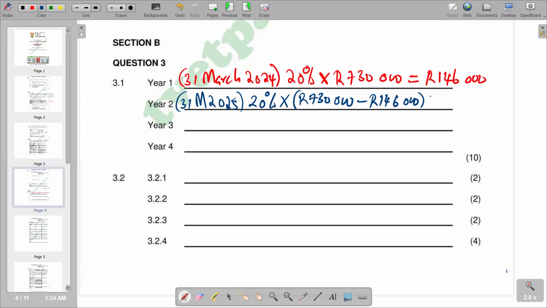First of all, you say 730,000 minus 146,000, and the answer that you get you multiply by 20%. 20% as a decimal is 0.2, so you can just say times 0.2. The final answer that we are supposed to get is 116,800.